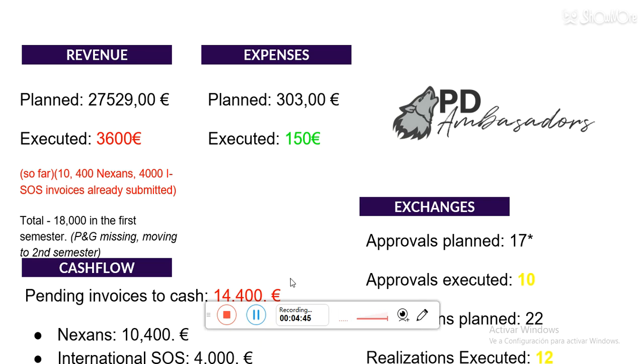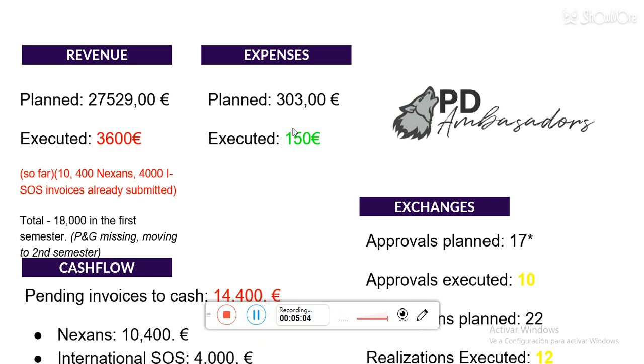Yep. So I cannot move this, but okay. So actually, Nexans owed me 10,000 and International owed me 4,000 because of the trainees we received. So if we mix this with this, it will be 18,000, which is not the full goal, but we will be super close to it.